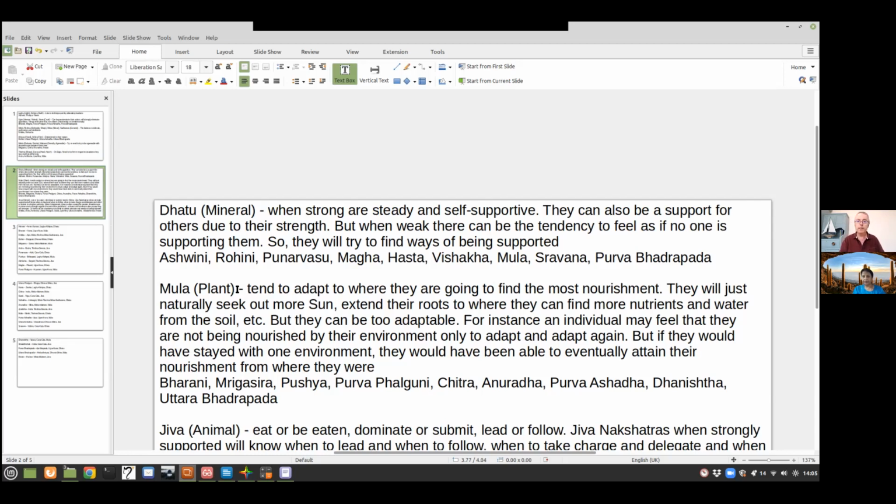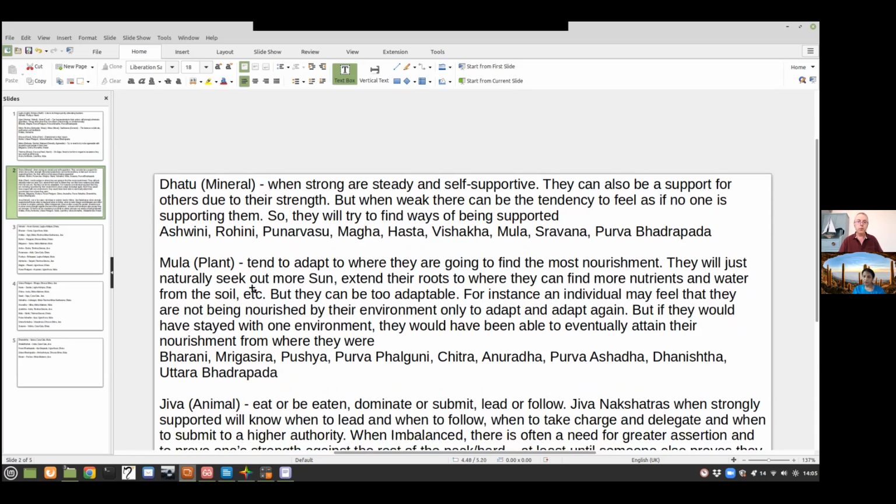When strong, it's steady and self-supportive. They can also be a support for others due to their strength. But when they're weak, there can be the tendency to feel as if no one is supporting them. So the Dhatu Nakshatras are Ashwini, Rohini, Punarvasu, Magha, Hasta, Vishaka, Mula, Shravana, and Purva Bhadrapada.